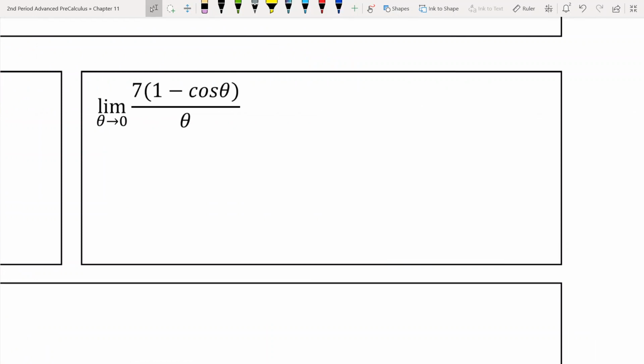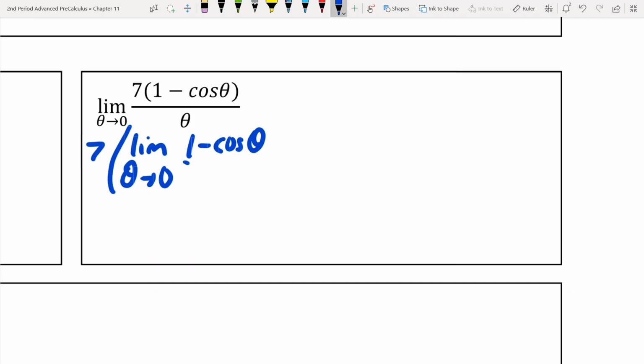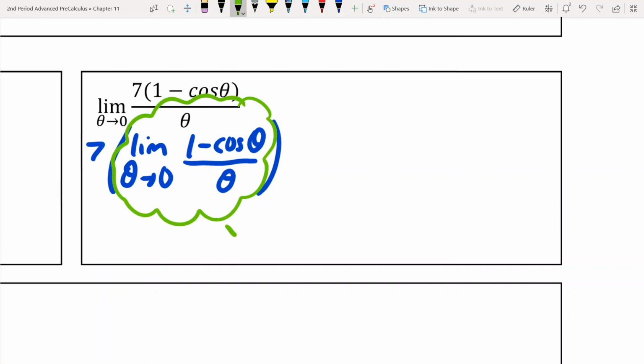The other example here is the limit as theta approaches 0 of 7 times the quantity 1 minus cosine of theta over theta. Once again, I've got a constant there of 7. I'm going to pull that constant out in front, and then I'm left with the limit as theta approaches 0 of 1 minus the cosine of theta over theta. What we said on the previous page is this is one of our special trig limits, which equals 0. So this ends up being 7 times 0, which is 0.